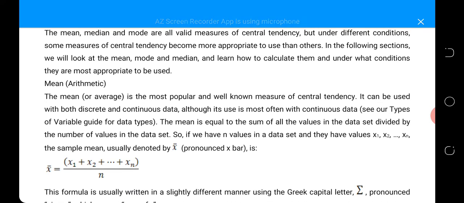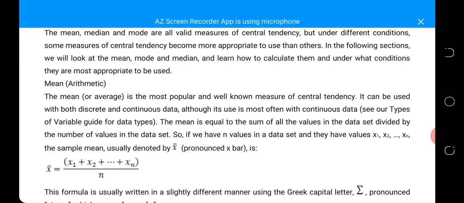Arithmetic mean. The mean or average is the most popular and well-known measure of central tendency. It can be used with both discrete and continuous data, although its use is most often with continuous data. The mean is equal to the sum of all the values in the data set divided by the number of values in the data set.